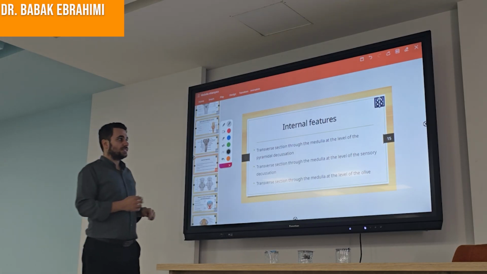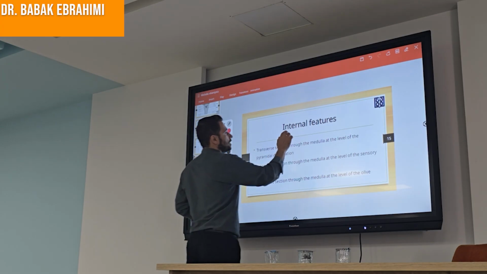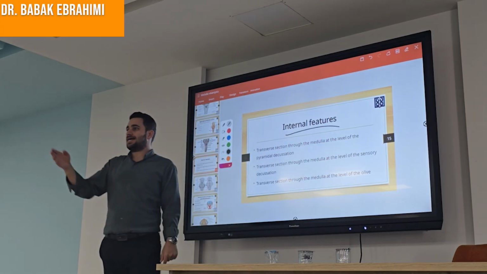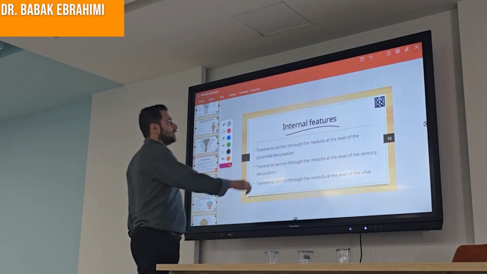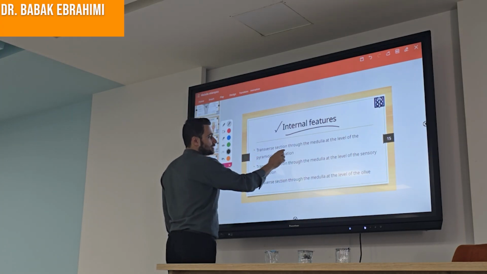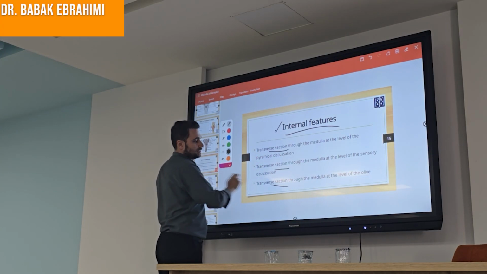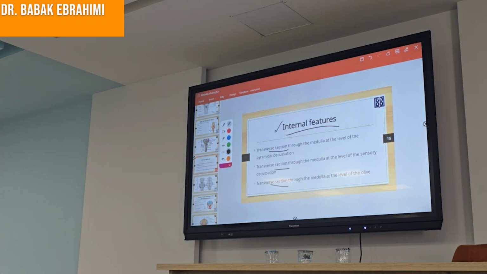If we want to see the internal features, what should we do? If I want to see your liver, your heart, your lung, what should I do? A cut, or a section, or CT scan, or MRI, okay? At this part, if we want to see the internal features of medulla oblongata, we must have section and section. But it is important to choose the best location for section.